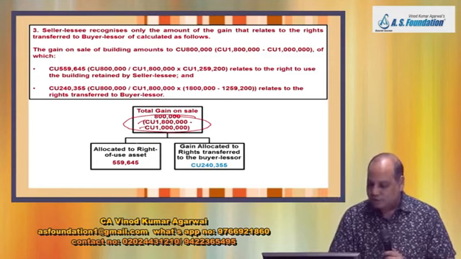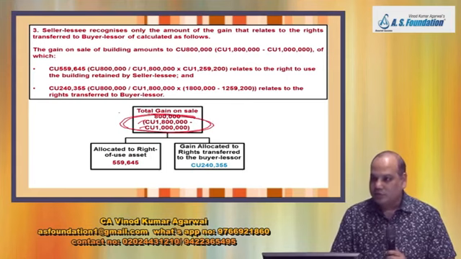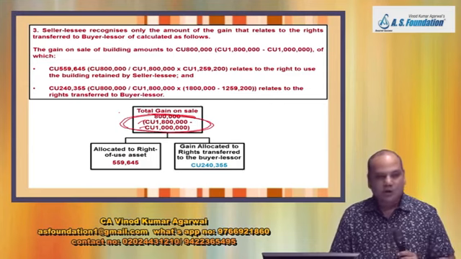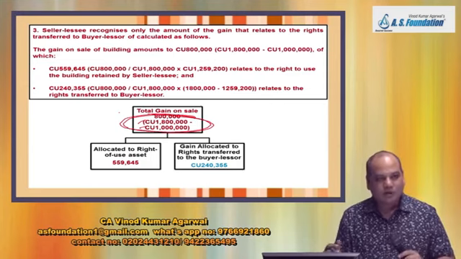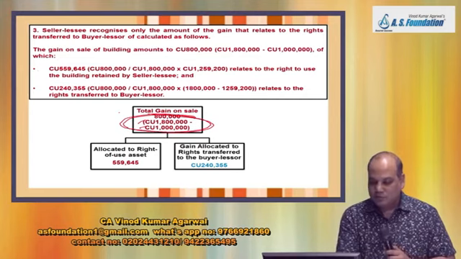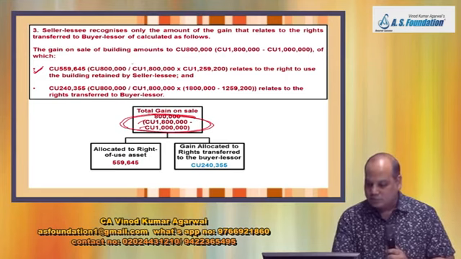Carrying amount was how much? 10 lakh. So theoretically what is my gain? 8 lakh. But I will not recognize gain on that part which I have retained. So therefore the first calculation gives me the gain on that part which we have retained, the proportionate amount.